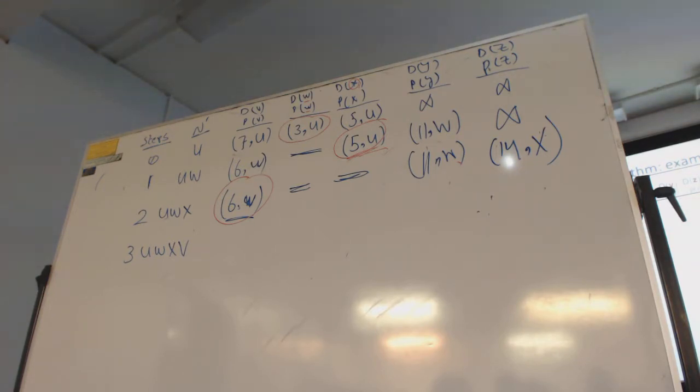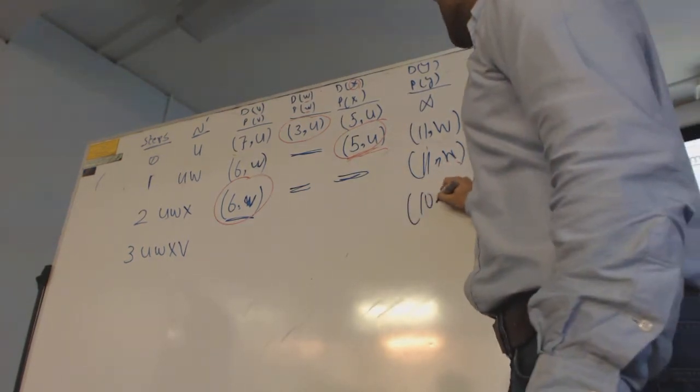U, W, V. That's 6 plus 10. It's 10. 3 plus 3. That's a short, isn't it? Yeah, you're trying to get to 1. So it's 3 plus 3 plus 4. How much did that give me? 10. What's the predecessor node?